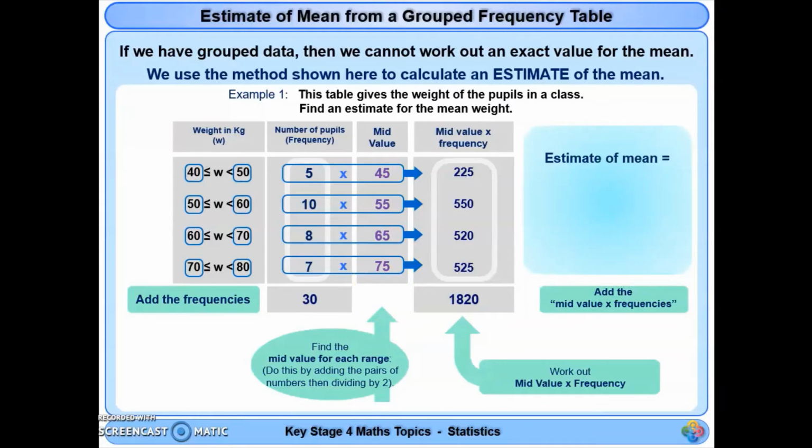So to find the estimate of the mean, we take our total from column 4 and we divide it by our total from column 2 using our calculator, and we round it to an appropriate amount. So that is telling me that an estimate of the mean is 60.67 kilograms. An estimate of the average mean weight in this class of 30 students is 60.67 kilograms.